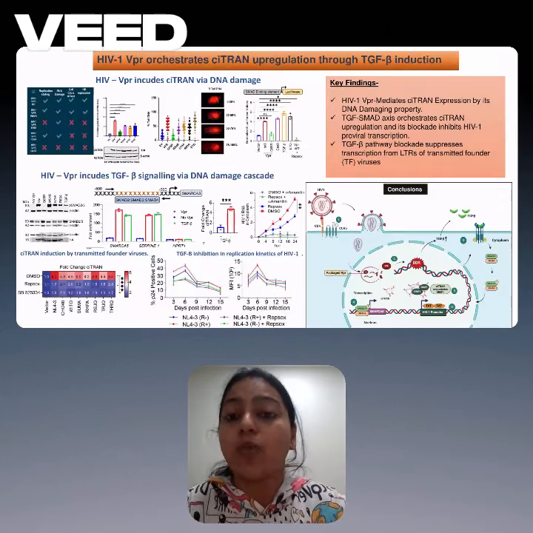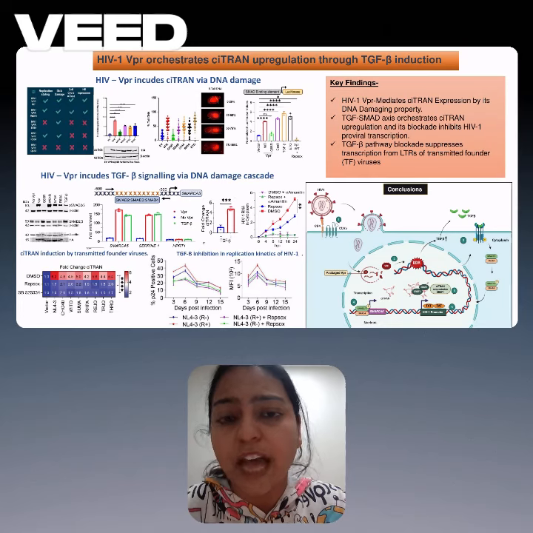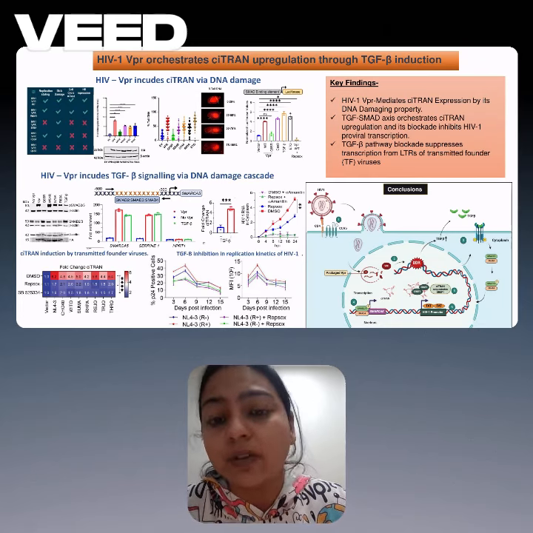We then determined the mechanism behind how HIV-1 Vpr was able to induce this circular RNA, and we found TGF-beta behind the whole signaling cascade. This was further confirmed in the transmitted founder viruses as well.